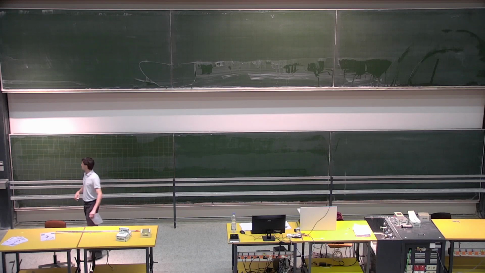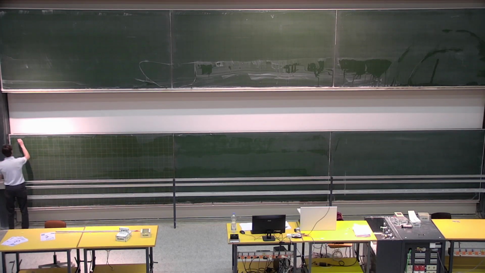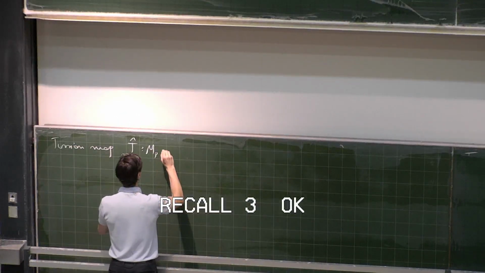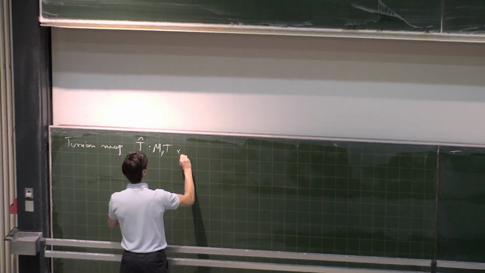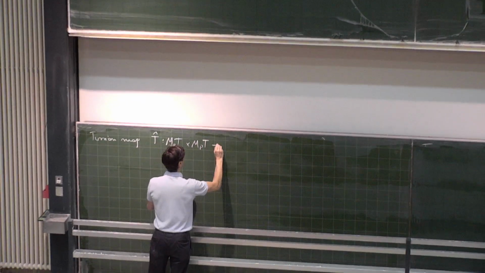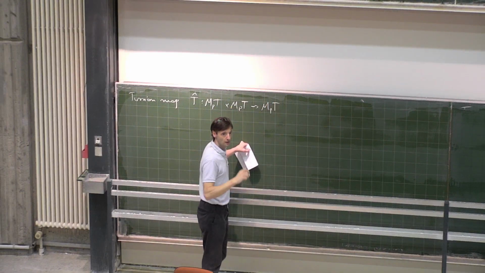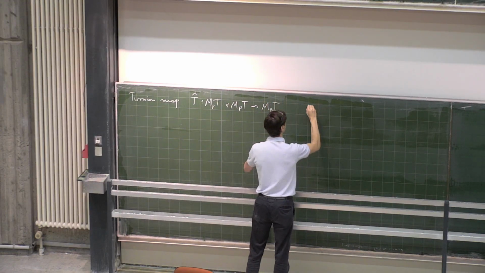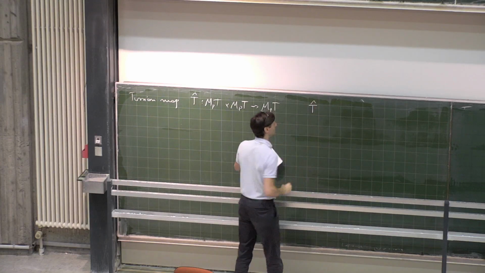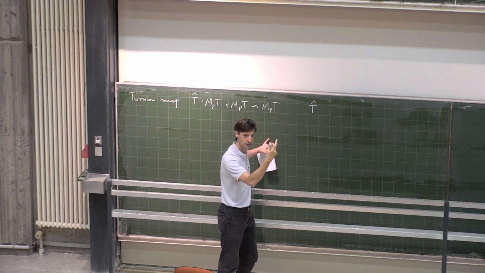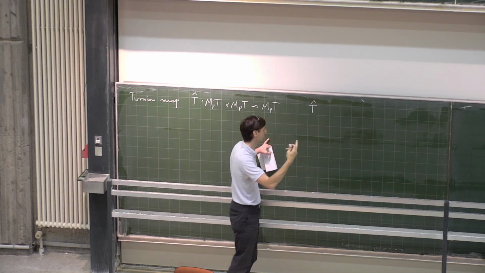Good. So we have seen the torsion map, which was swallowing two vectors and was giving back another vector. What does it mean? That is, a torsion map is swallowing two vectors and is giving us something that has an index up because it is a vector.